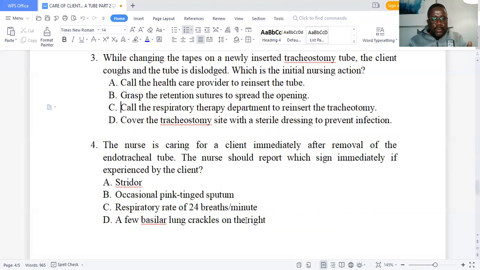What did I say before? Stridor, A is the right answer. I said stridor is a high-pitched sound from the upper airway, indicating airway obstruction. Okay? Stridor. You should inform the healthcare provider immediately.